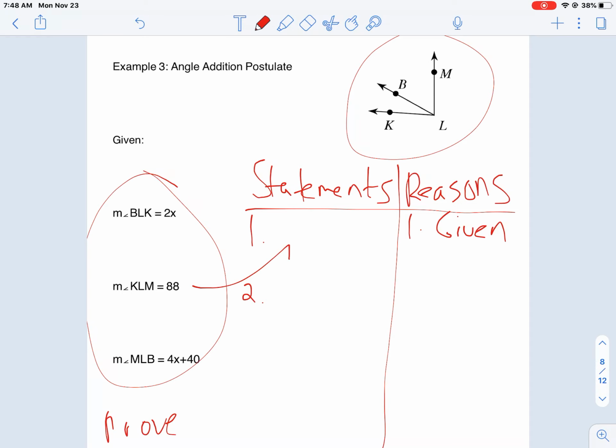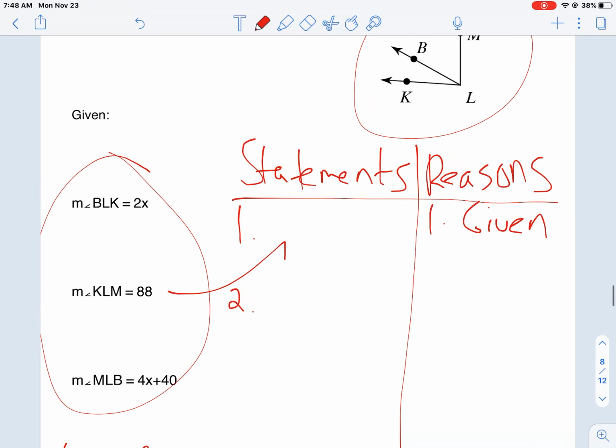Anyways, so in the second statement, I'm going to say that the measure of angle KLB plus the measure of angle MLB, or I should say BLK.